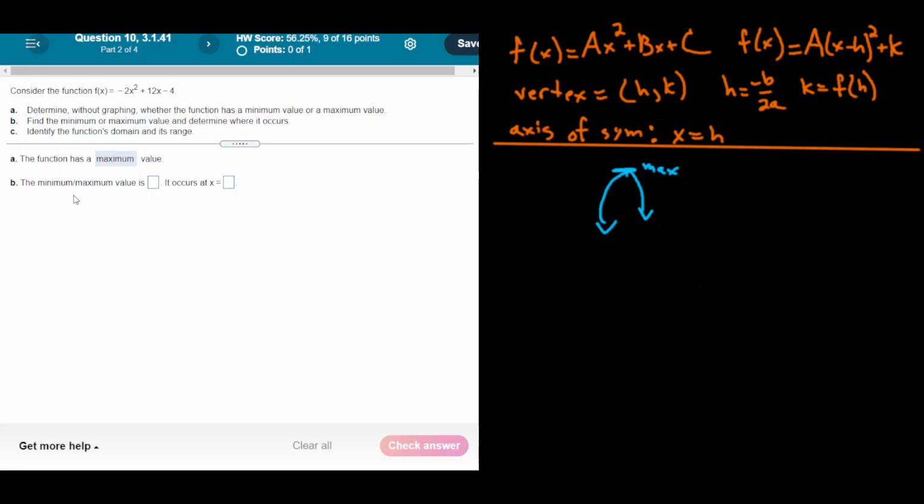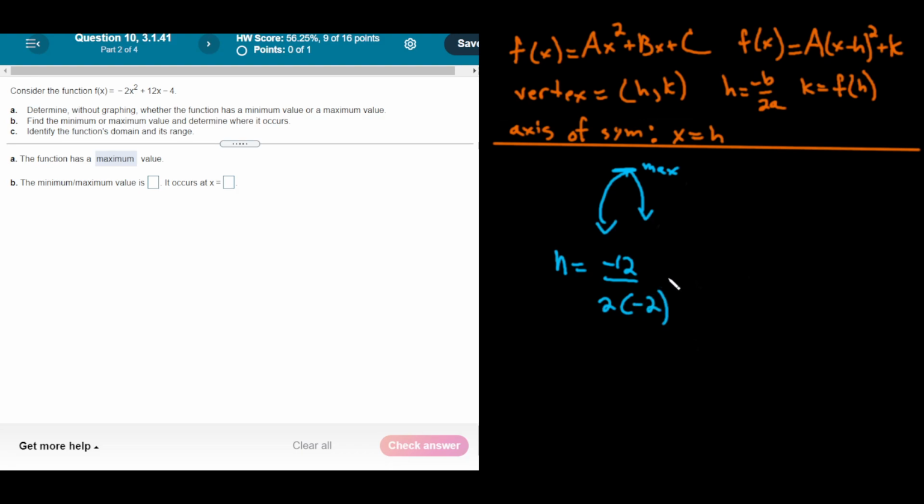Well done. Now, the minimum or maximum value is whatever your k is. It occurs at whatever your h is. X is h, right? So we have to figure out what the vertex is, basically. The max and min depends on your vertex. So the value itself is whatever your k is, but where it occurs is at whatever your h is, and that's it. So let's go ahead and find that. We can do negative b over 2a again, or we can use the calculator. I don't want to go too calculator crazy. Some of you may not even be able to use it.